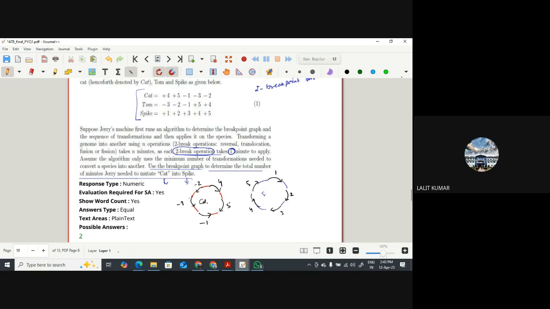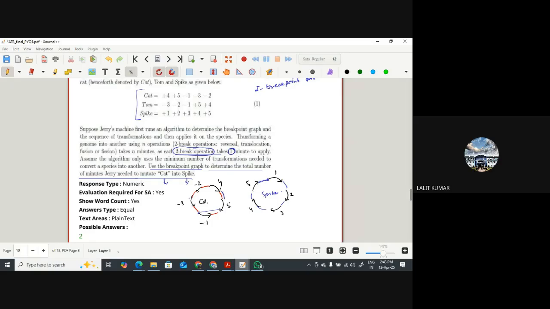This is your spike. And now from here, you superimpose this spike on this. So how do you superimpose? One tail is connected to 5 head. So this will get connected here. 5 tail is connected to 4 head, which is already connected.